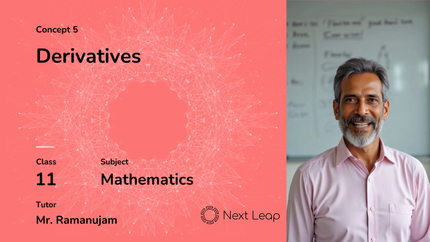So, what exactly is a derivative? Simply put, derivatives represent the rate at which a function changes at a particular point. You can think of it as the slope of the tangent line touching the curve right there.